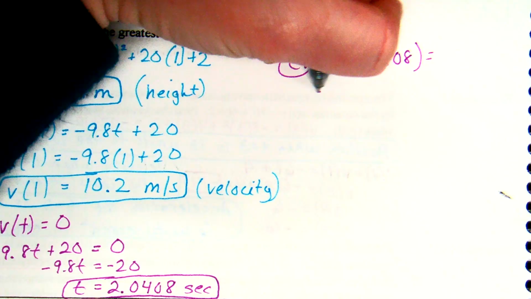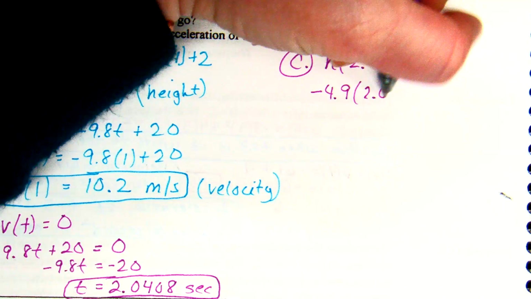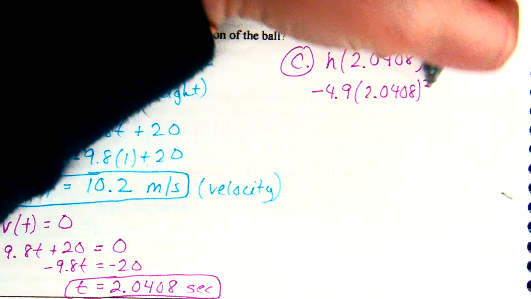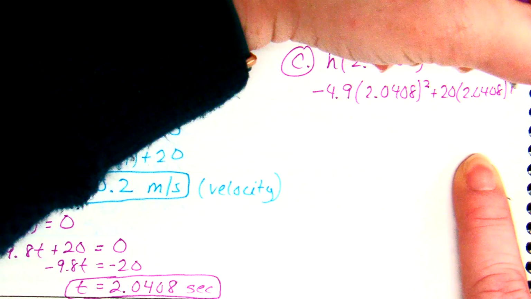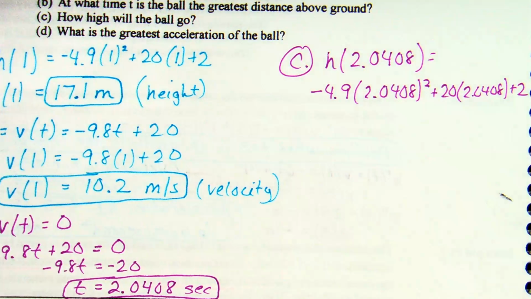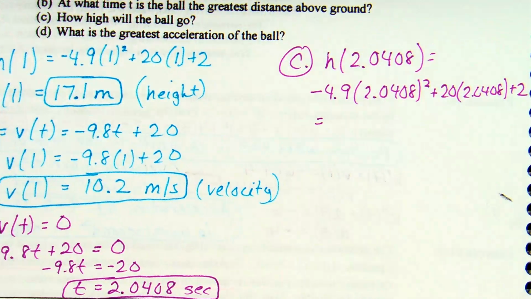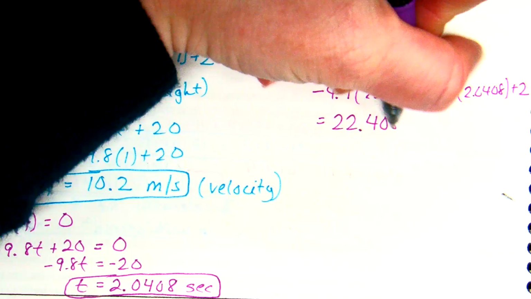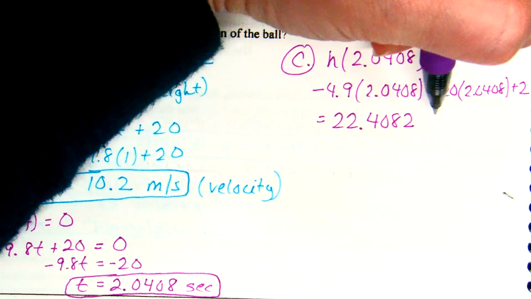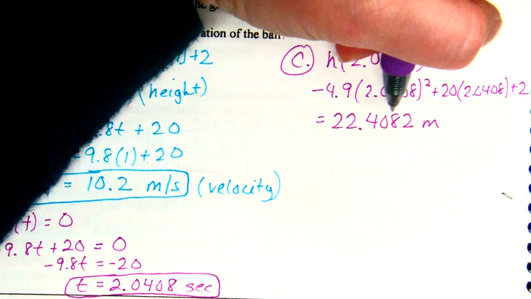It's negative 4.9 times 2.0408 quantity squared plus 20 times that lovely number plus 2. Did we do the math? 22.408. What's my label there since it's a height? Meters. Height is how high something goes.